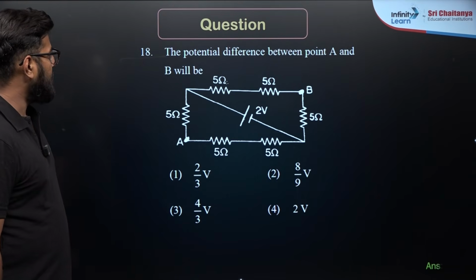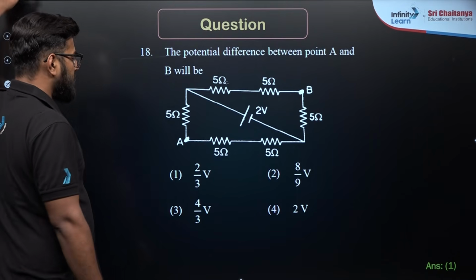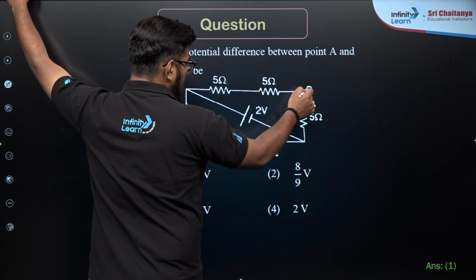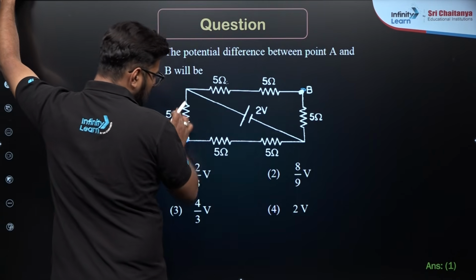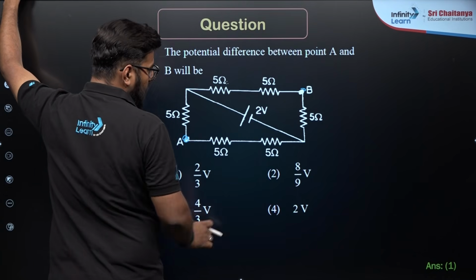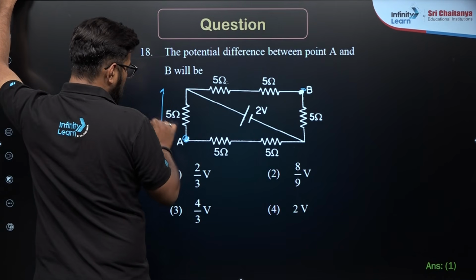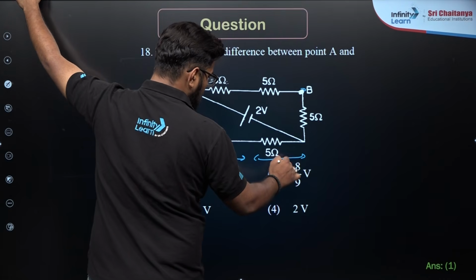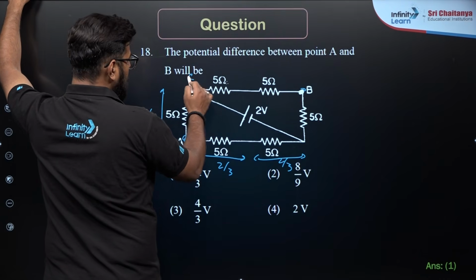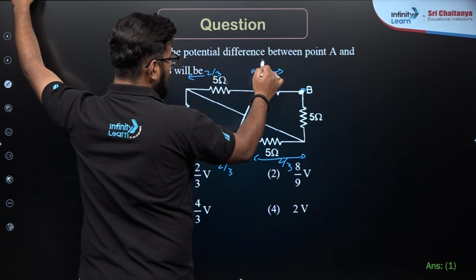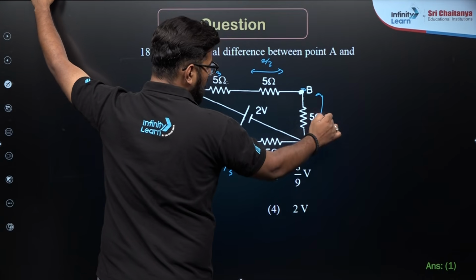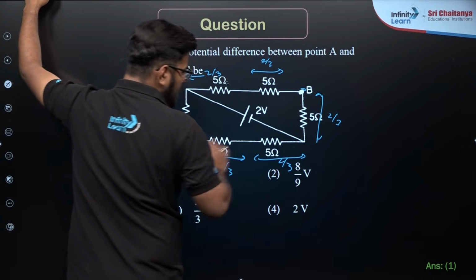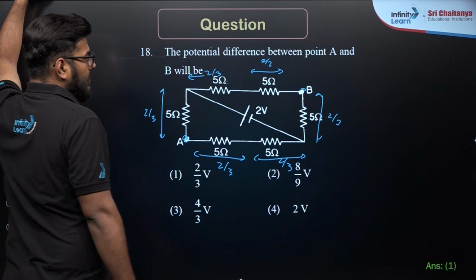The potential difference between point A and B will be. So what is going to be the potential drop difference between A and B? See, this is 2. So this 2 will be divided equally between all of them. So this is going to be 2 by 3. This is going to be 2 by 3. This is going to be 2 by 3. Correct? Similarly, here also it's going to be 2 by 3, and here also it's going to be 2 by 3, because this and this circuit is in series, right?